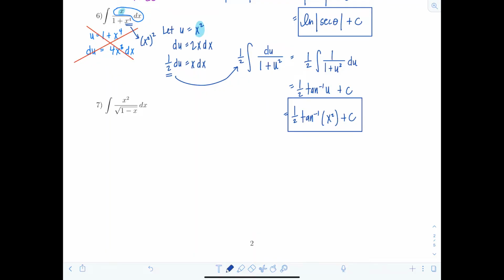Now, example 7 is a little bit of a different style of u substitution. So before we do that problem, I want to do a little warm-up problem, actually. Okay, this is like additional warm-up.